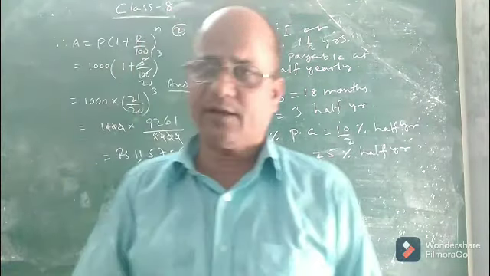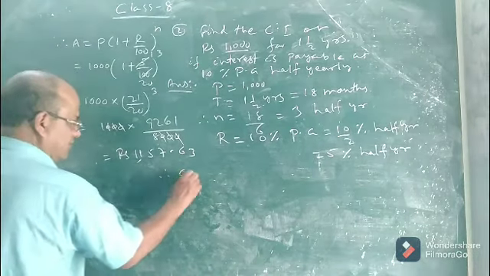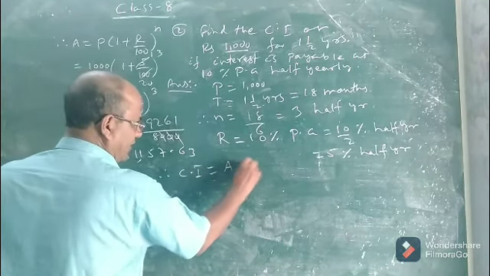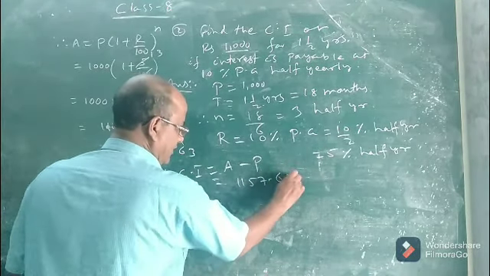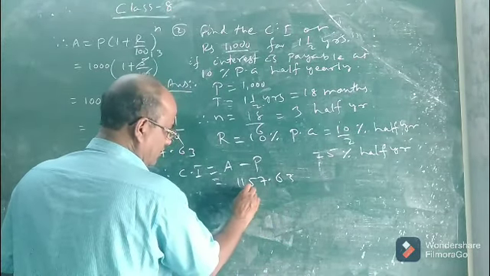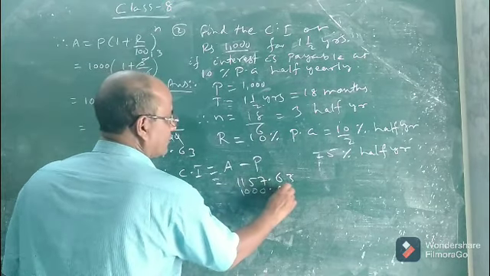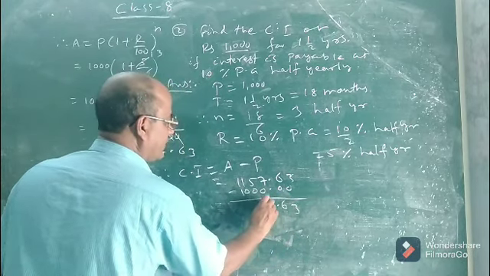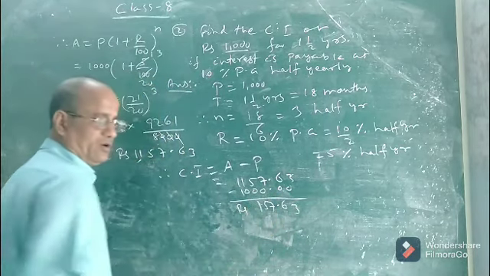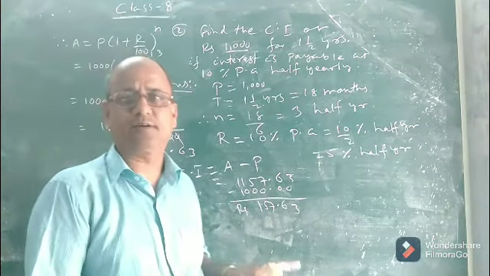After getting the amount, we can easily find what will be the compound interest. Therefore, the compound interest will be equal to A minus P, that is 1157.63 minus, the principal is 1000. So you subtract, it will be 157.63. You see, so the compound interest will be just 157 rupees and 63 paisa.